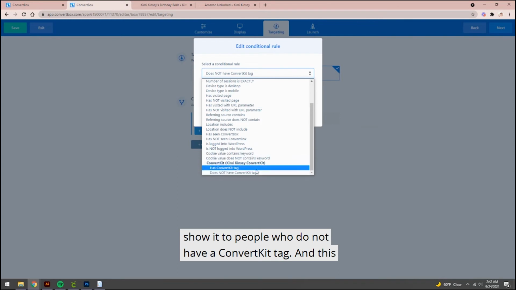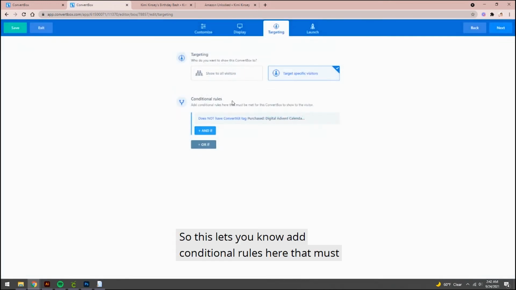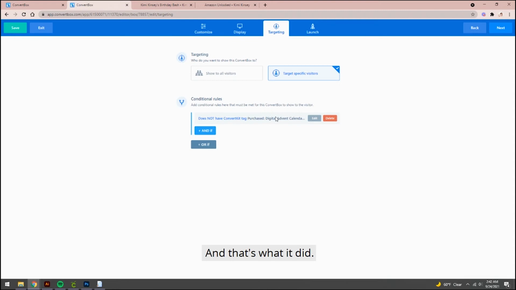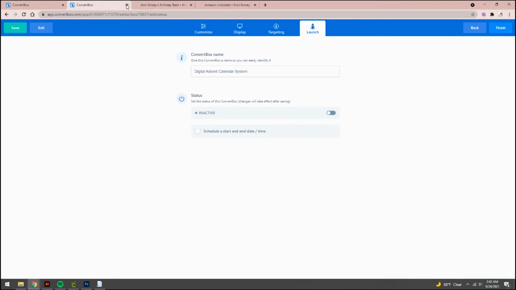Mine says, show it to people who do not have a ConvertKit tag. And this is the tag that they've purchased digital advent calendar system. So this lets you add conditional rules here that must be met for this ConvertBox to show to the visitor. If I know they don't have this tag, then it's okay to show it to them. And that's what it did. Again, I had a start and end date time, everything. I've shut it all off.